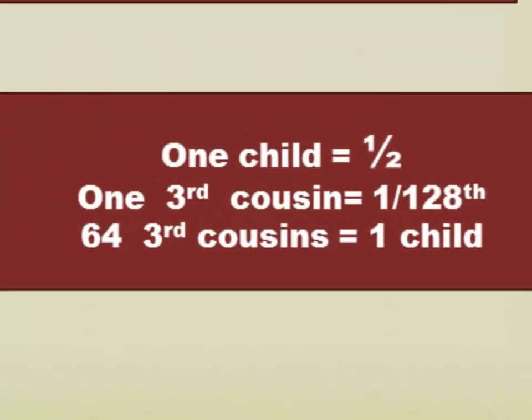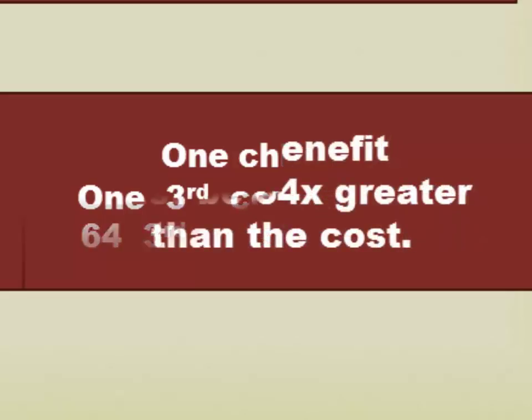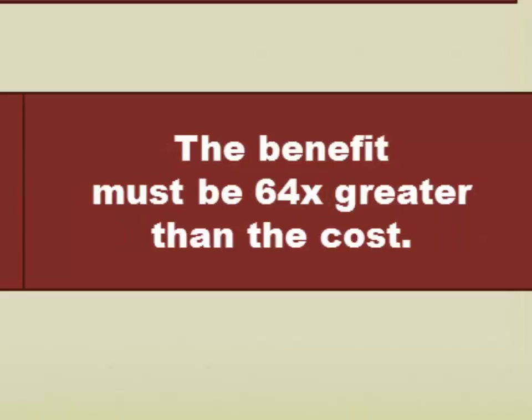And when we get out there to third cousins, it's 1/128th. And that means that it's going to take 64 third cousins to have the same likelihood of sharing that gene with you as your one child. And by now, we might as well be talking about non-kin. We're getting close to zero, the benefit has to be 64 times greater than the cost. And we didn't use this as an example because those examples seem kind of implausible.